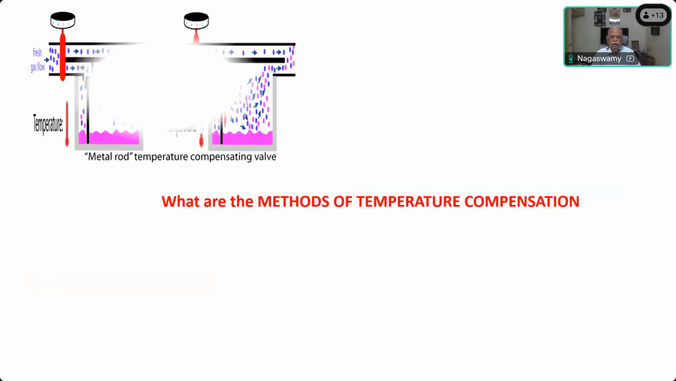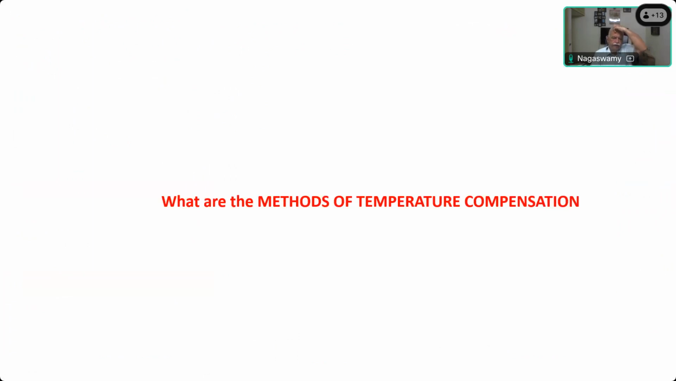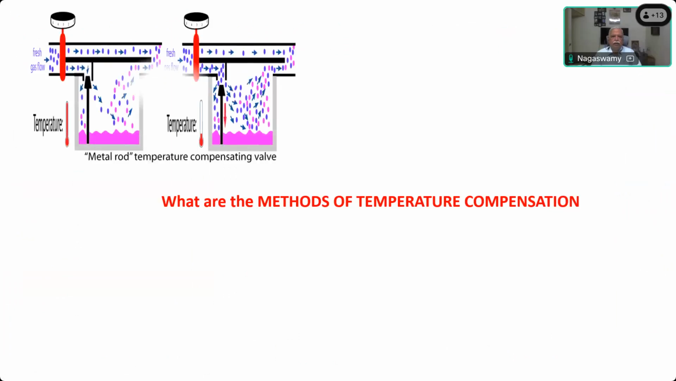What are the methods of temperature compensation? How is it done? That is also sometimes asked in the examination. Any idea? Using a thermostat, the electronically heated thermostat, then a thermobuffer. Bimetallic strip, that is the most common thing.